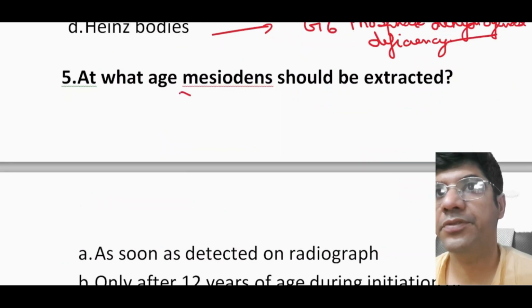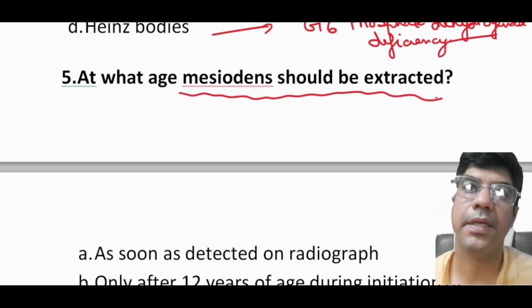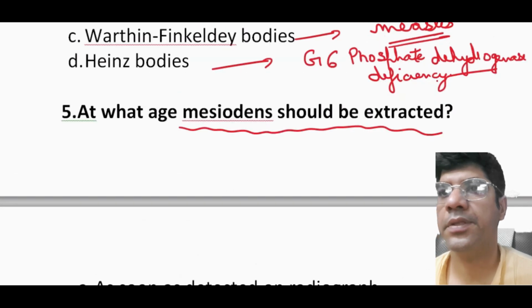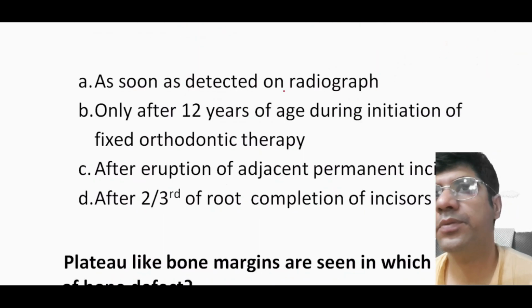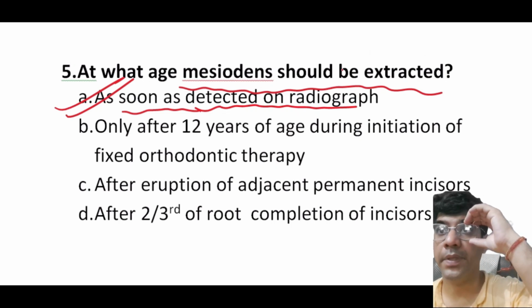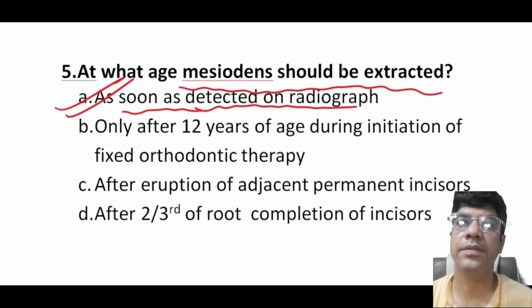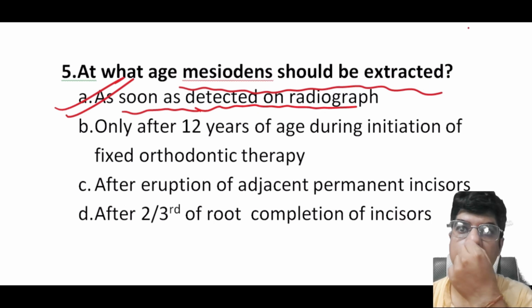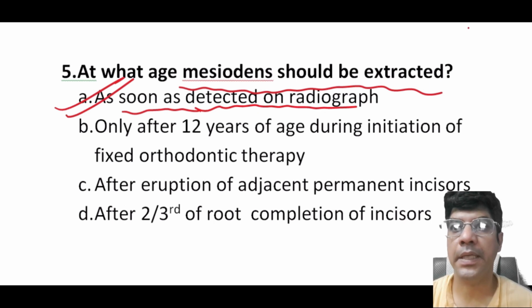At what age should mesiodens be extracted? The answer is the mesiodens should be extracted as soon as detected on the radiograph. So remember that the mesiodens should be extracted as soon as detected on the radiograph. We know it can cause eruption problems for the adjacent permanent teeth. So early removal can prevent the impaction or misalignment of these teeth.